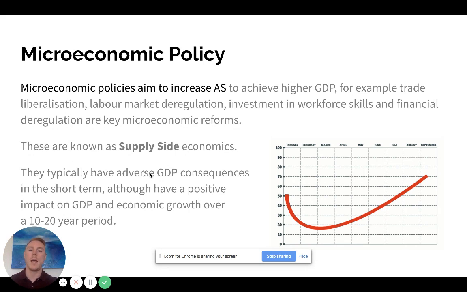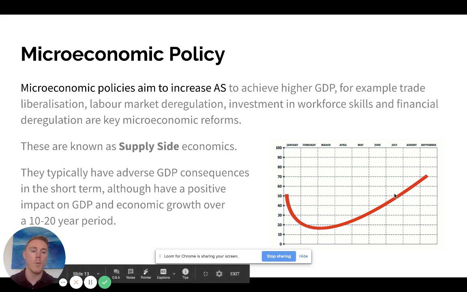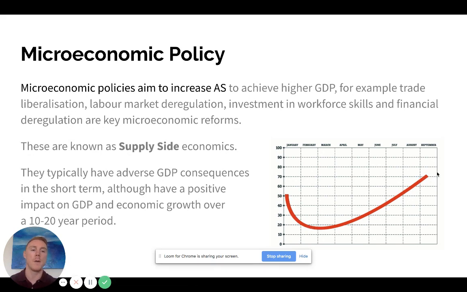So they will typically have adverse GDP consequences in the short term, as you can see in this J-curve. They're not very popular. They kind of make things worse in the short term. However, they mean there's far more potential in the longer term if we increase aggregate supply. We want aggregate supply to increase as well as aggregate demand to increase. So there's potential for ongoing growth.